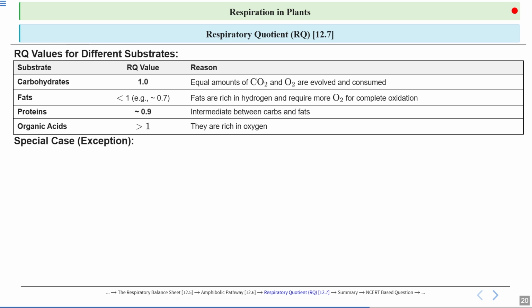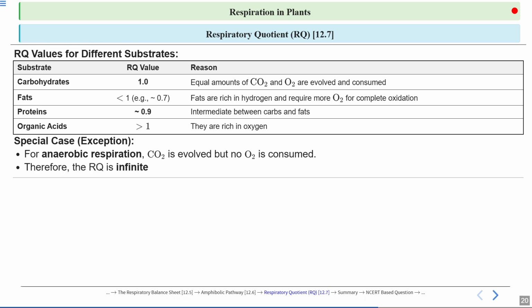Now let's look at a special case, which is an exception. For anaerobic respiration, carbon dioxide is evolved, but no oxygen is consumed, because we know in a case of anaerobic respiration, there is no oxygen consumed, there is no oxygen available in the first place. So only carbon dioxide is evolved, and therefore here the ratio or the respiratory quotient is infinite, because our denominator is almost 0.